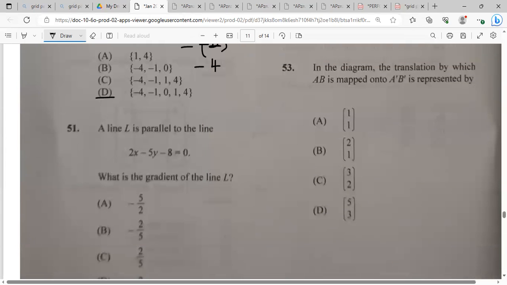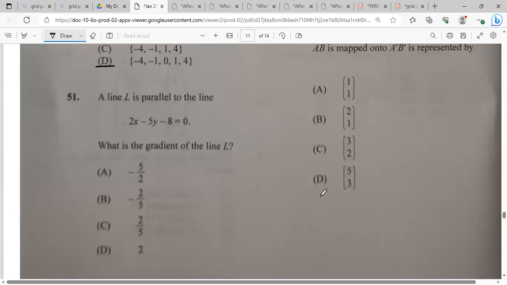A line L is parallel to the line 2x minus 5y minus 8 equals 0. What is the gradient of the line? So all we have to do is just find the gradient of this line. So we're going to rewrite it. So it's 2x minus 5y minus 8 equal to 0. Take over the x, so that becomes minus 2x, and then we divide by negative 5. We only need this portion, right? So we have 2/5 as the gradient.